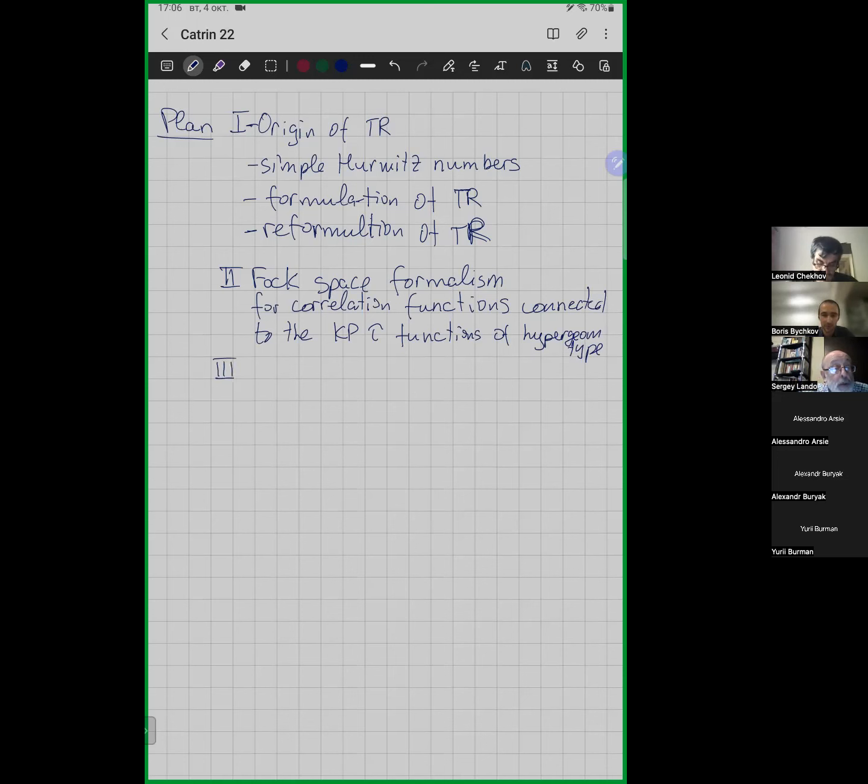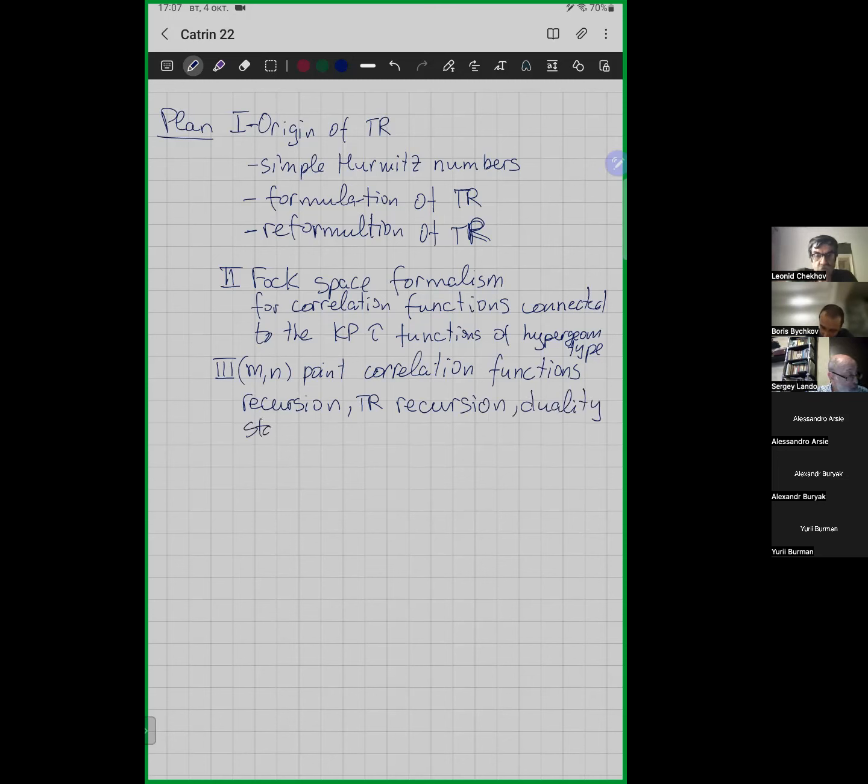The third part of this series will be about some recent advances in the investigation of mixed correlation functions, m,n-point correlation functions, the recursions on them, topological recursion for them, and some duality statements on these m,n-point functions. This last part is recent.